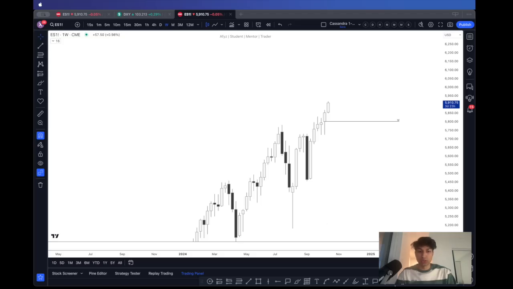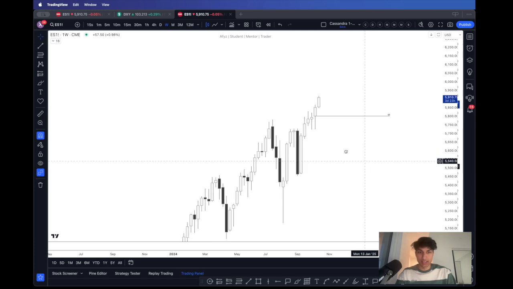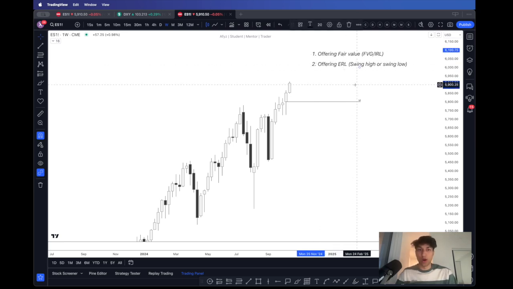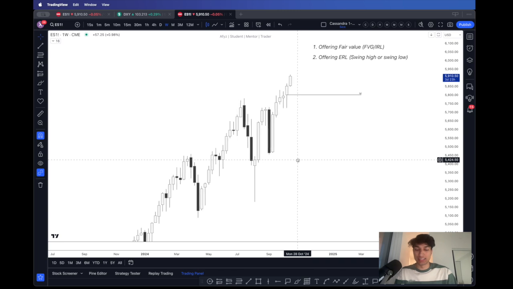Price is ever only doing one of two things. Price can be said to either be one, offering fair value in the form of a fair value gap or internal range of liquidity, or two, offering external range liquidity in the form of a swing high or swing low. Once you understand that price is only ever doing one of these two things, several very important theses can be made about price delivery inside of any range.